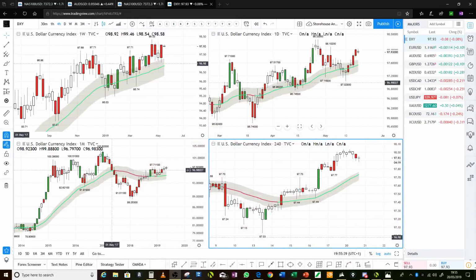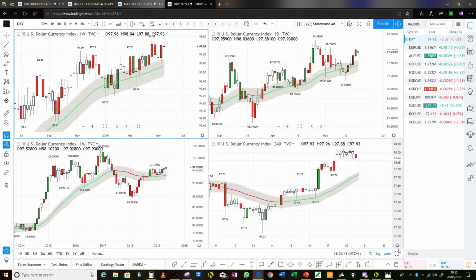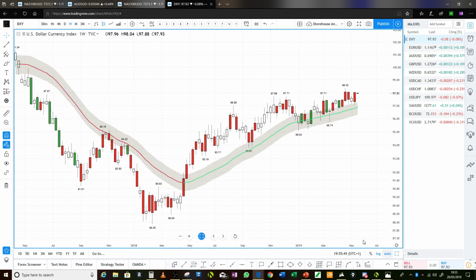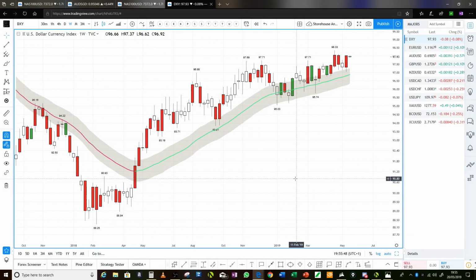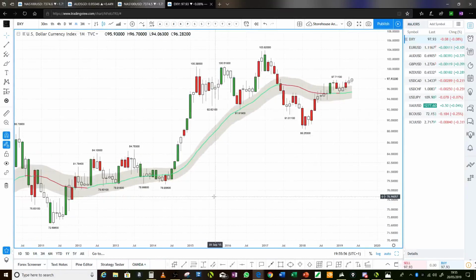So here we are. We're going to start as usual with the US dollar. We're going to go monthly, weekly, daily. Let's do the monthly first so I can show you the big picture of that. So we'll go to the monthly. So here we are with the US dollar.